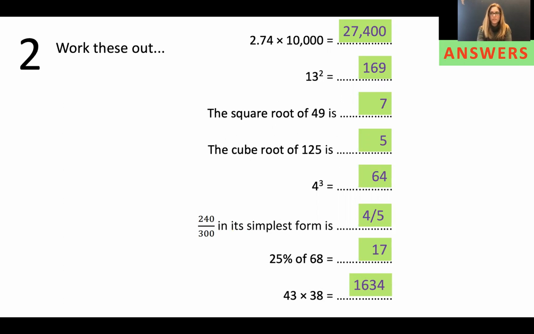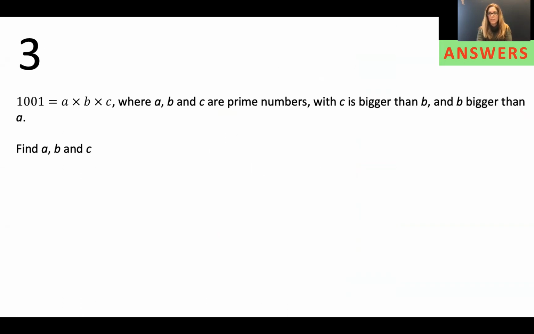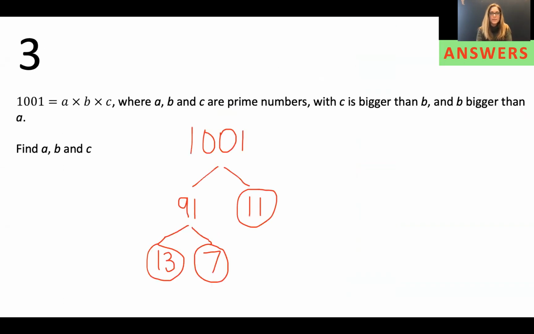Right, that third question, I'm wondering how many of you recognise that you needed to draw a factor tree. Okay, here is a very badly drawn factor tree. So we start with 1,001. We can work out two factors of 1,001 are 91 and 11. 11 is a prime number, so I've circled it. That gives me 91. The factors of 91 are 13 and 7, and both of those numbers again are primes, so I can circle both of those.